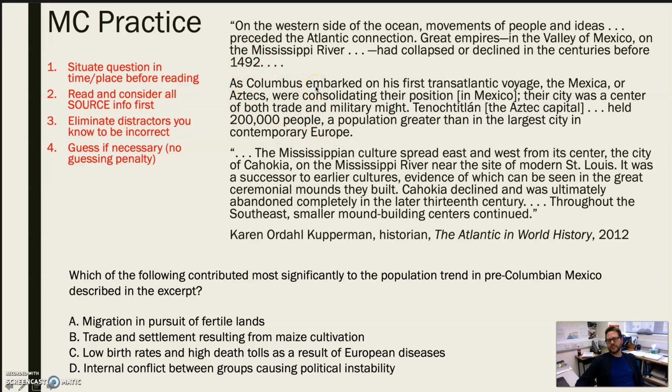As Columbus embarked on the transatlantic voyage, the Mexica or Aztecs were consolidating their position in Mexico. Their city was a center of both trade and military might. Tenochtitlan, the Aztec capital, held 200,000 people, a population greater than the largest city in contemporary Europe. So which one contributed most significantly? Migration and pursuit of fertile lands. Trade and settlement resulting from maize cultivation. Low birth rates and high death tolls as a result of European diseases. Internal conflict between groups causing political instability. All right, take a second, pause if you need to, and come up with the answer that you think it is.